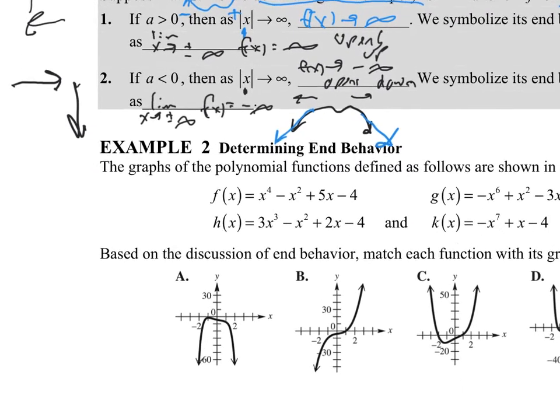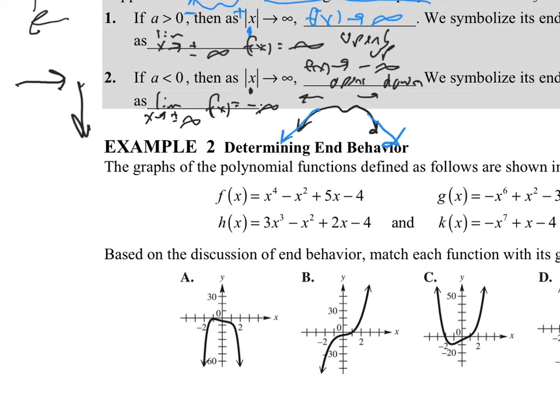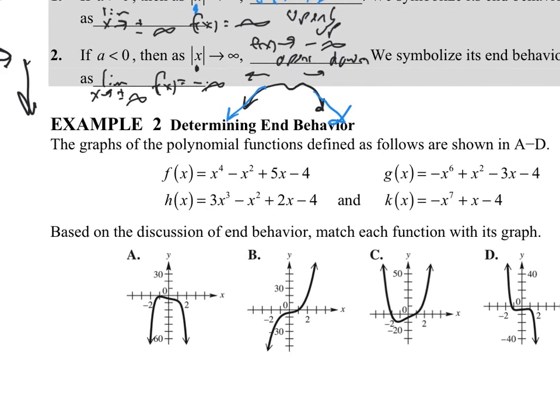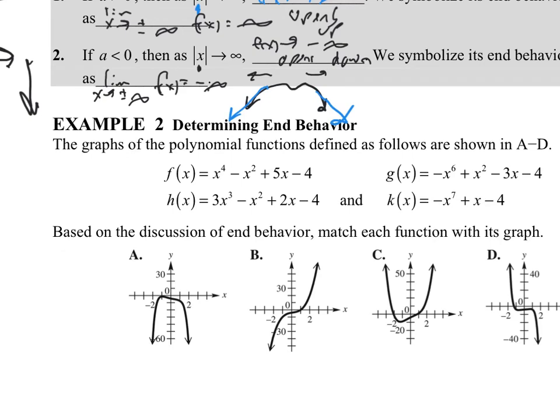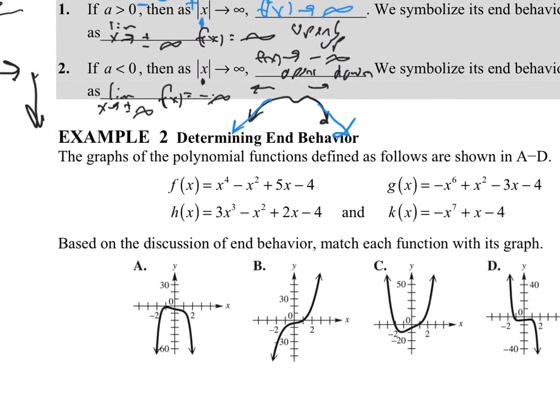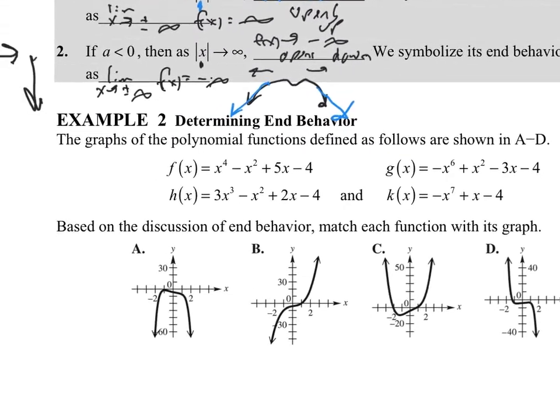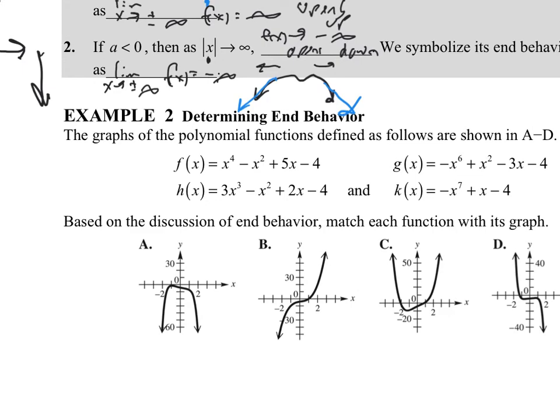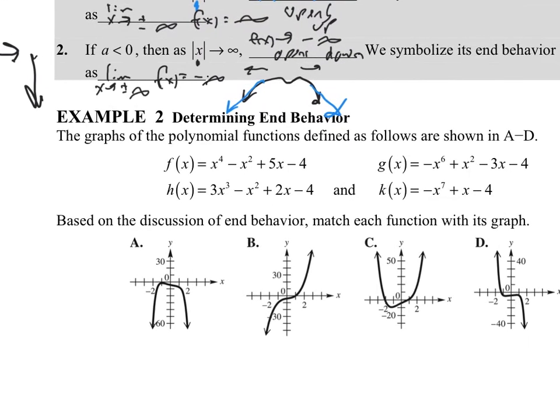All right, so determining the end behavior. Example 2, the graphs of the polynomial functions defined below, A through D. All right, so this ought to be fun. Okay, so we know the first one, does he give me a name of it? He just gave me a picture. Oh, I want to match them up, I think. Matching game. This ought to be interesting.